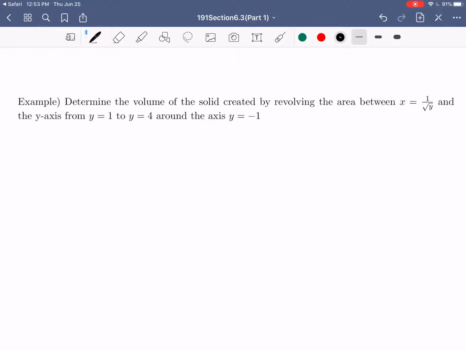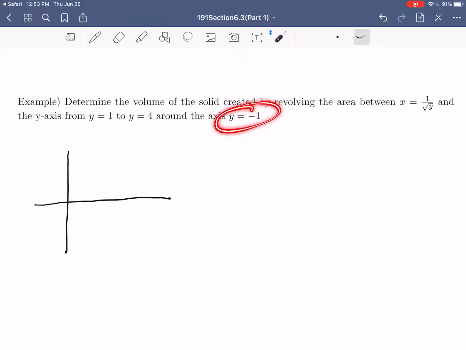So let's start by drawing this thing in first. Notice that it is going to be a non-standard axis. It's not just the x or y axis, so we'll have to be a little bit more careful with the radius. Anytime you have a non-standard axis, you're going to have to be a little more concerned with the radius. So let's go ahead. We'll put in 1, 2, 3, 4 for y, and then maybe 1, 2 for x.